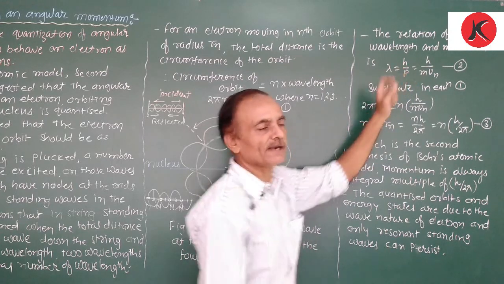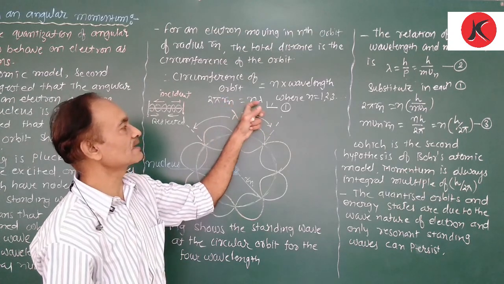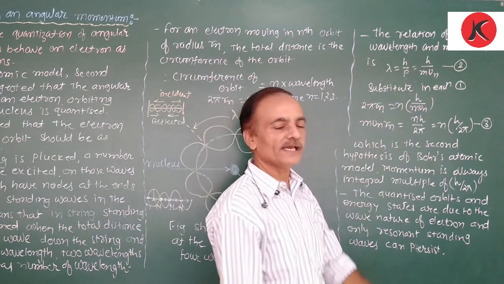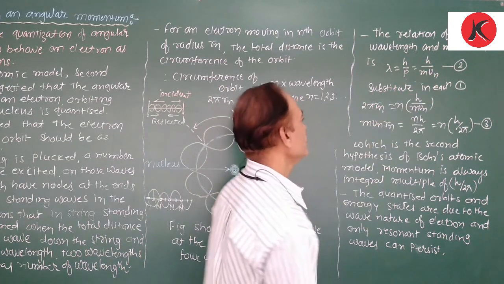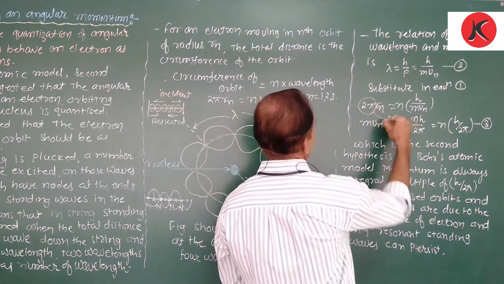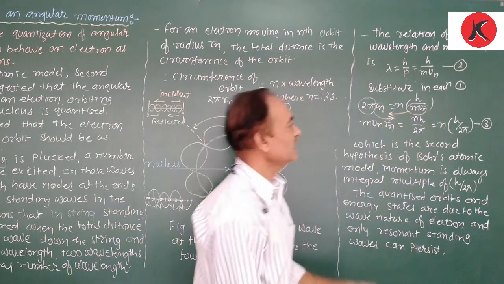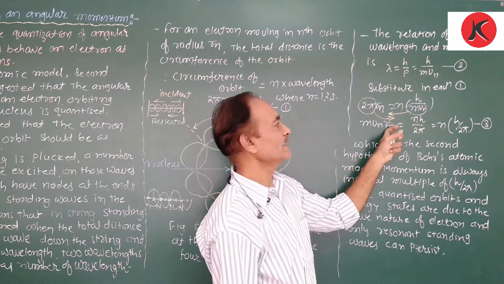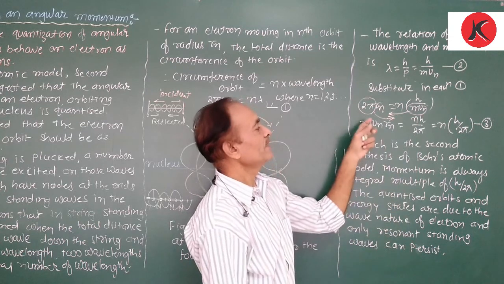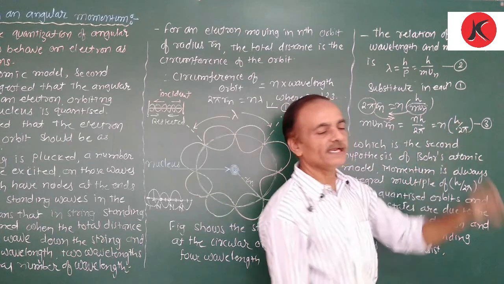Substitute this value of lambda in equation 1. Equation 1 is 2 pi rn is equal to n lambda. So n into, instead of lambda, h upon m vn. Take the 2 pi to the right-hand side and m vn to the left-hand side. Therefore, m vn r is equal to nh upon 2 pi. Now, m vn into r, the angular momentum, is equal to n into h upon 2 pi.